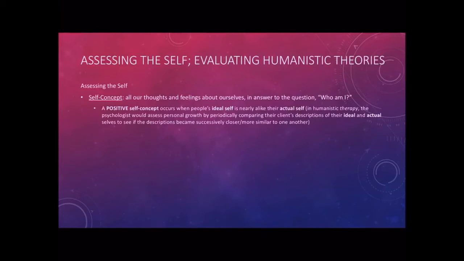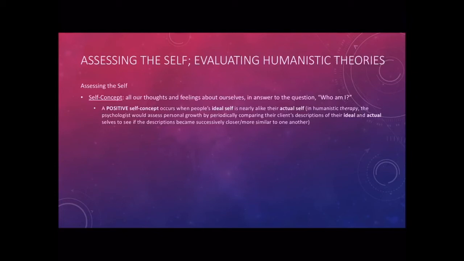And so the idea is this, and I want you to write this down. A positive self-concept is when your ideal self matches your actual self. Your ideal self and your actual self are very close or the same to one another. But you get a negative self-concept when your ideal self and your actual self do not match up. Okay, so negative self-concept, actual self and ideal self do not match. Positive self-concept, actual self and ideal self do match.